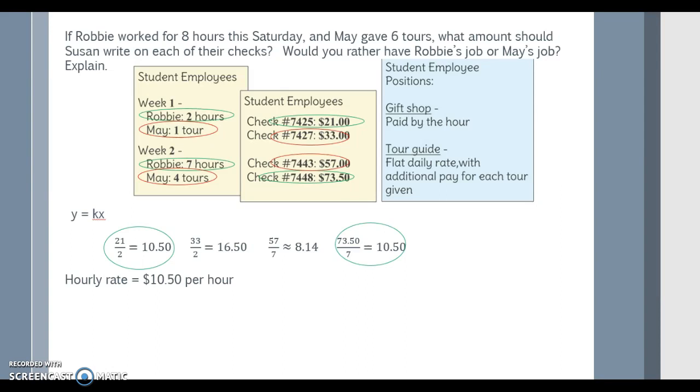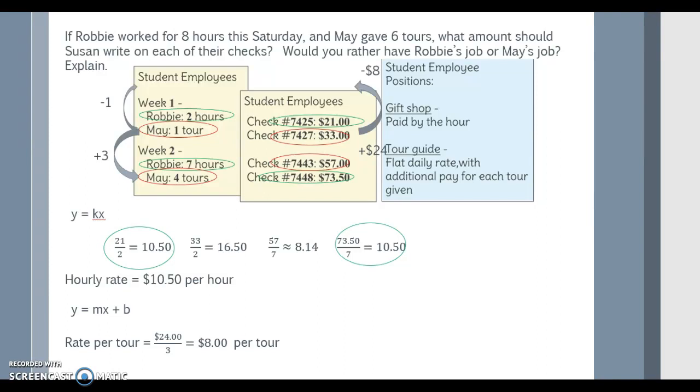Now when I look at May then, the leftover paychecks must be what she gets. So we could possibly use y equals mx plus b because she gets a flat rate plus additional pay for each tour given. So from 1 tour to 4 tours, and from $33 to $57. So we go from 1 tour to 4 tours, which is a change of 3, and from 33 to 57 is a change of $24. That must mean that she gets $8 per tour.